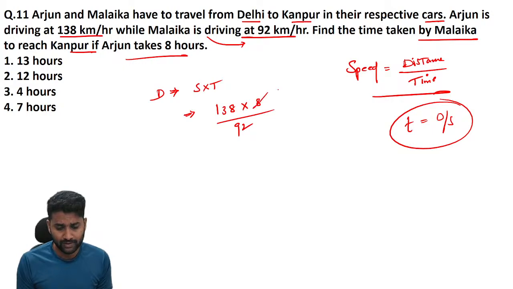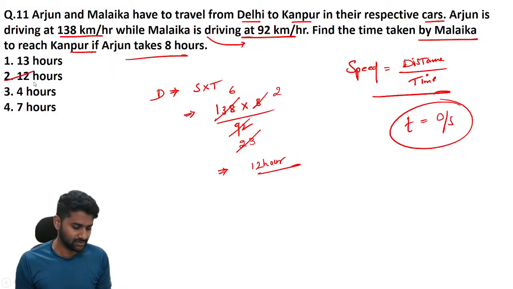So 4 into 2, 4 into 2, 4 into 3. Again, 3 exactly 6 times. 6 into 2 is exactly 12 hours. So it's all about speed calculation. Speed depends on distance by time.